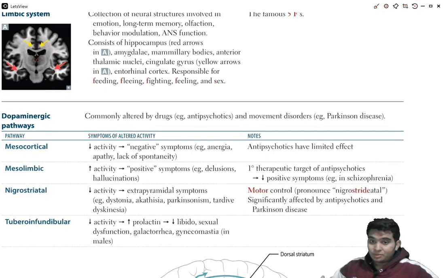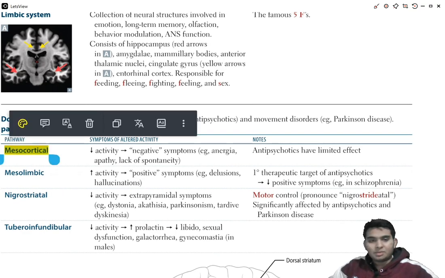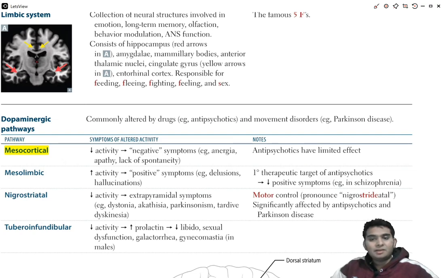Now let's talk about the different pathways and the diseases associated with them. So the first one is the mesocortical pathway. Decreased activity of the mesocortical pathway leads to negative symptoms of schizophrenia, for example, anergia, apathy, and lack of spontaneity.